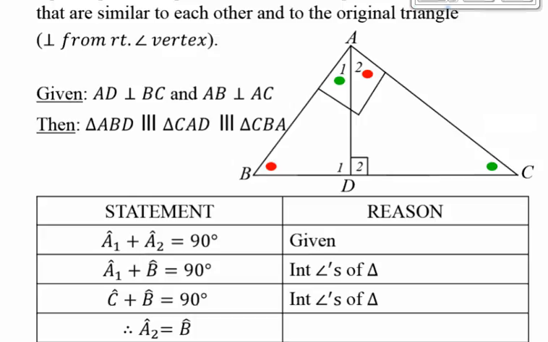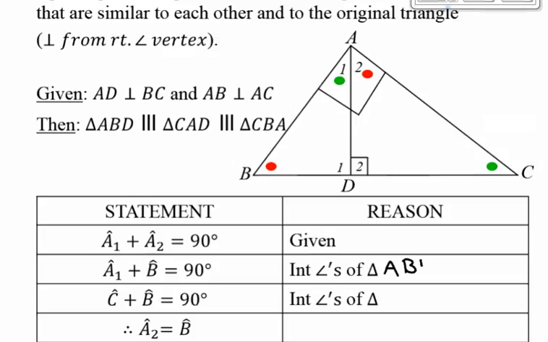You can then see that angle A1 plus angle B is equal to 90 degrees because we know that D1 is 90. We were given that by virtue of the fact that AD is perpendicular to BC. So if D1 is 90, then A1 and B must add up to 90 because of the interior angles of a triangle. And markers often like it if you do name the triangle, especially when there's more than one triangle. So let's actually add that in here: interior angles of triangle ABD.